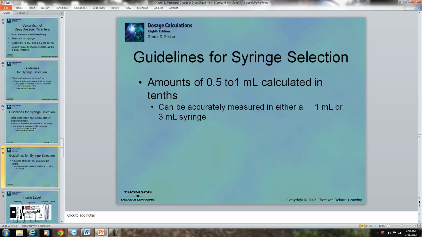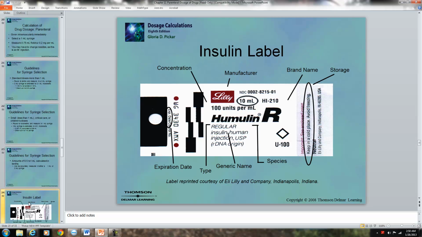If the medicine is 5/10 to 1 milliliter, you're going to round that to tenths. And you can either use the 1 milliliter or the 3 milliliter syringe.